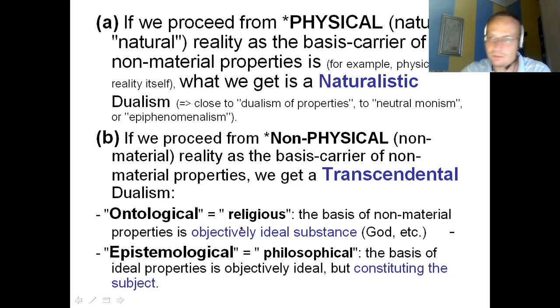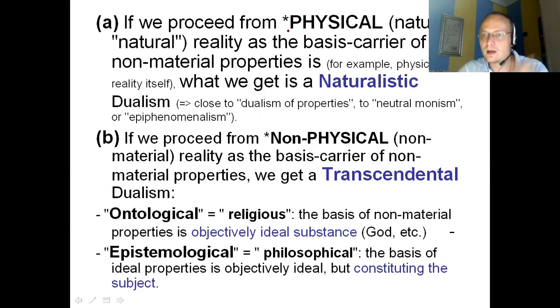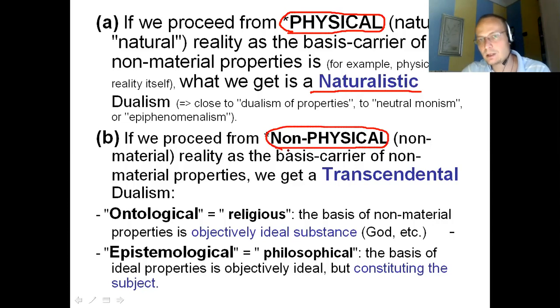Remember dualism from the first definition. Here we will talk about ground, substance, and immaterial properties. If we talk about a physical ground, of course we mean naturalistic dualism. If we talk about a non-physical ground for immaterial properties, we will talk about transcendental dualism, of course, in two versions, as I said before.